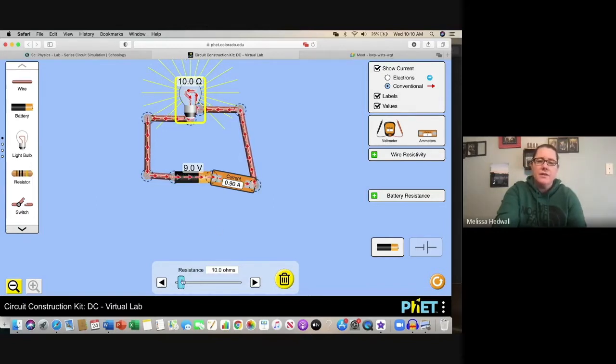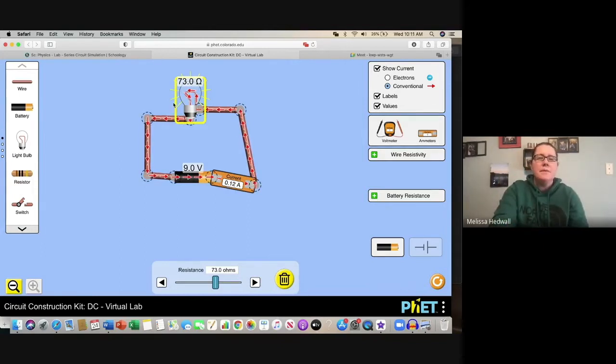And so when we increase it a little bit, we go up to 30. I just slid it up to 32.5 ohms. My current has gone down to 0.28. I go up to 50 ohms, 0.18 amps. If I go up to 60 ohms, 0.15 amps. And so the farther up I go, the lower my current is becoming. I'm putting more resistance on there, and so that's slowing the current.